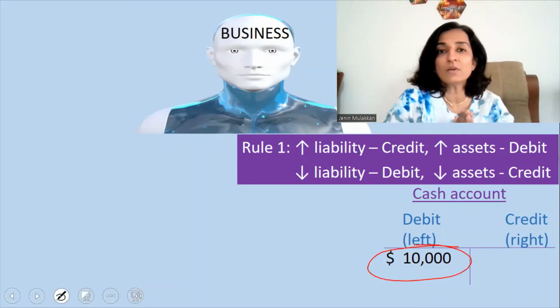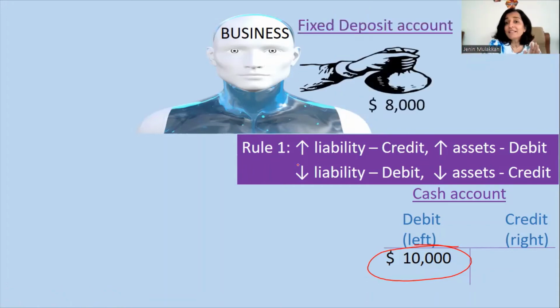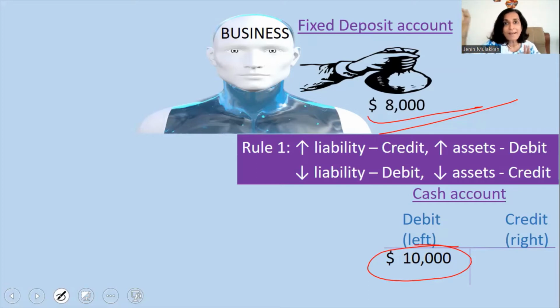Now, out of this $10,000, if it invests $8,000 in a fixed deposit account with the bank, then how would the entries be reflected in the books of accounts? $8,000 is going from the business to the bank, and it is being deposited in the bank as a fixed deposit. So a fixed deposit with the bank is definitely an asset, and $8,000 of cash is going out of the business. So which are the two accounts that will be affected? The fixed deposit account and the cash account, right?